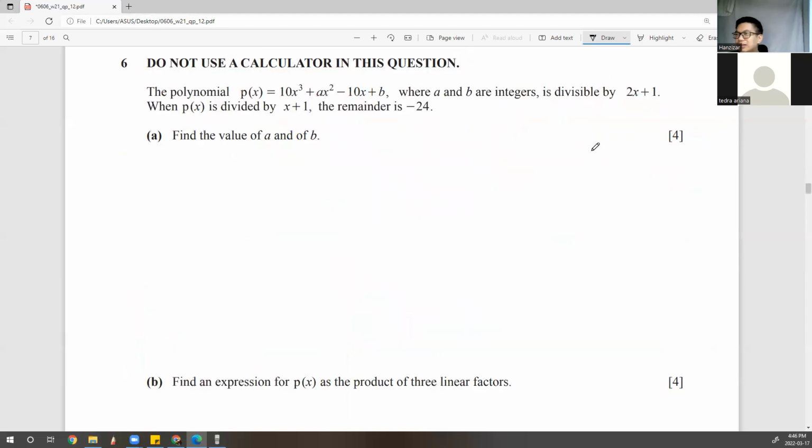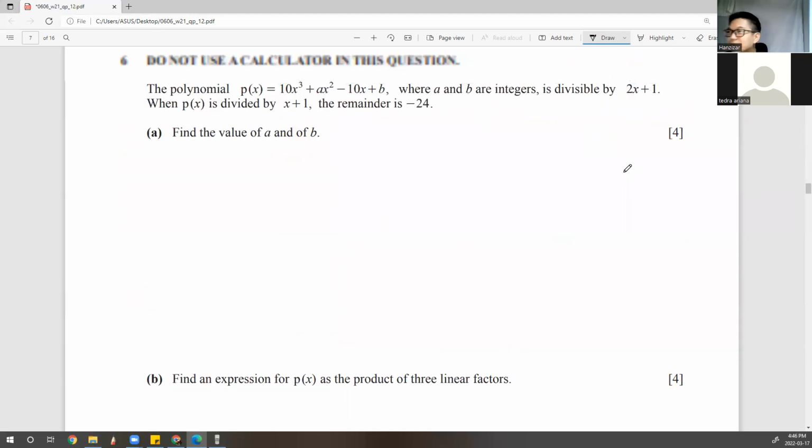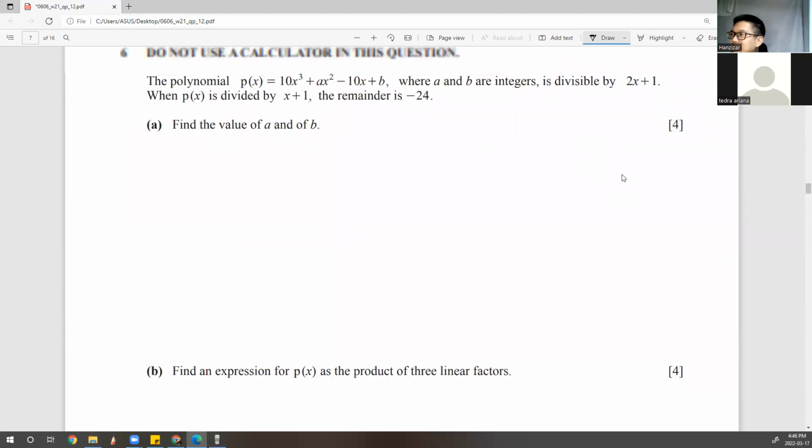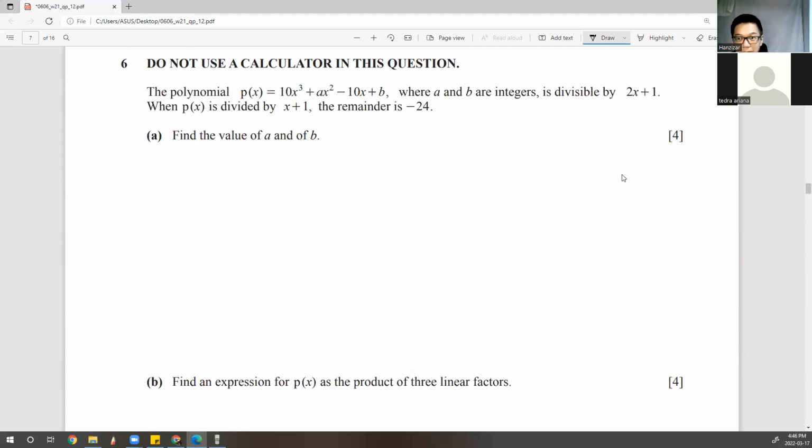Do not use a calculator in this question. Okay, as you wish. So the polynomial P, where it is divisible by, oh, have you ever learned about the remainder formula of polynomials? I think we learned about it, but I think I forgot it. I'm not sure. Okay. So when it is divisible, by the remainder theorem, the remainder is always 0, right? If it is divisible by 2x plus 1, the x will be negative half, the zero maker.